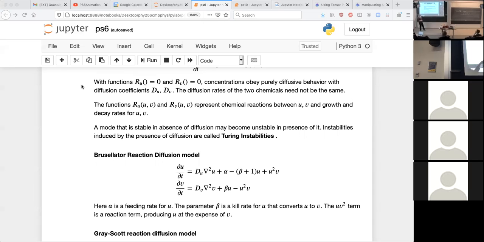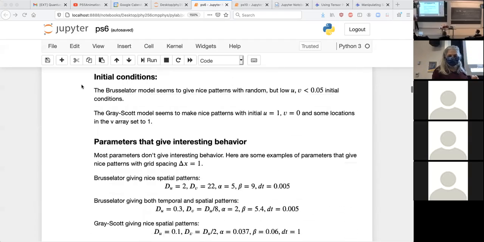It's called the Brusselator because it was a bunch of people in Brussels. So historically, that's why it's got that name.